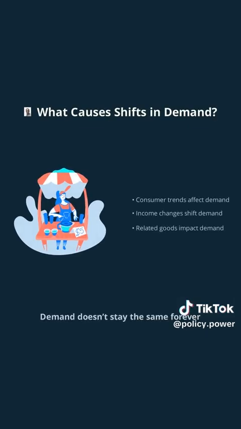Demand doesn't stay the same forever. It can shift due to changes in consumer preferences, income, population, or the prices of related goods. For example, if a new health trend makes people want more fruit, the demand for apples might rise, shifting the demand curve to the right. When demand shifts, the equilibrium price and quantity also change. Understanding these shifts helps businesses and policymakers anticipate market changes and respond effectively.